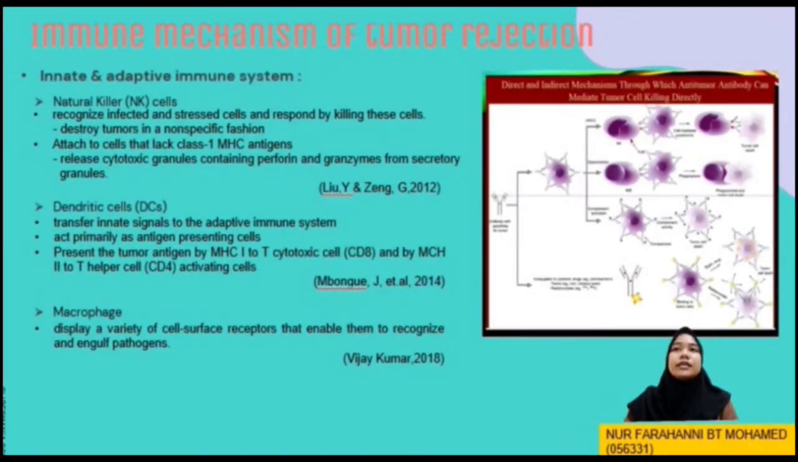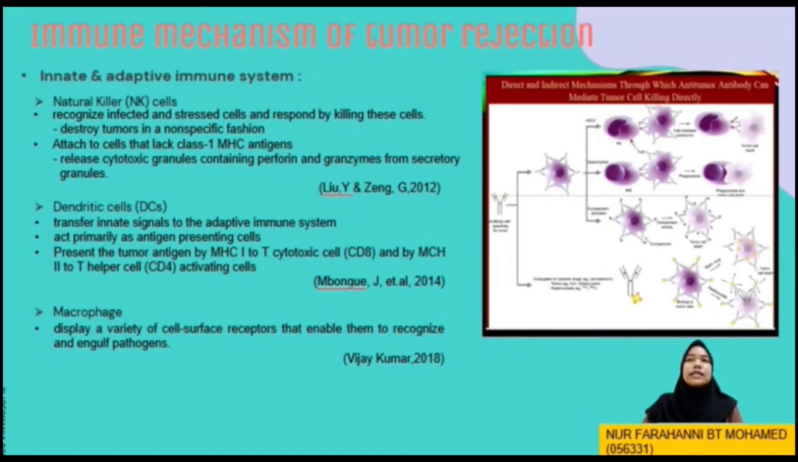Here, tumor antigen will stimulate the dendritic cell, which acts primarily as an antigen-presenting cell. These cells are capable of presenting processed peptides from various antigens, initiating and modulating the adaptive immune response by activating both T and B lymphocytes. The dendritic cell will present the tumor antigen by MHC1 to T cytotoxic cells, which are CD8, and by MHC2 to T helper cells, which are CD4, activating the cells.